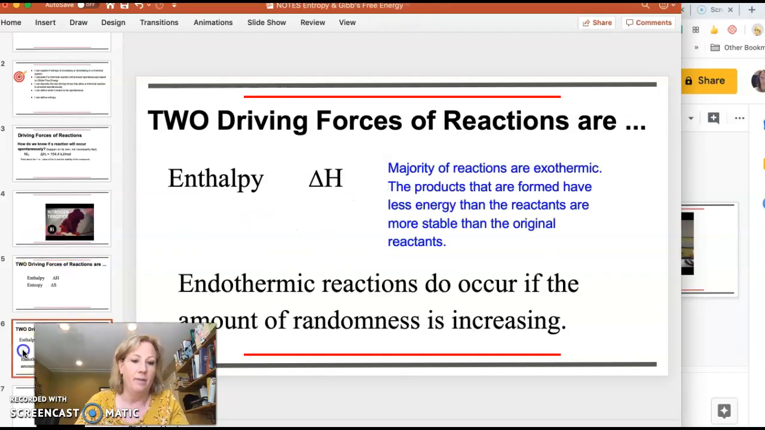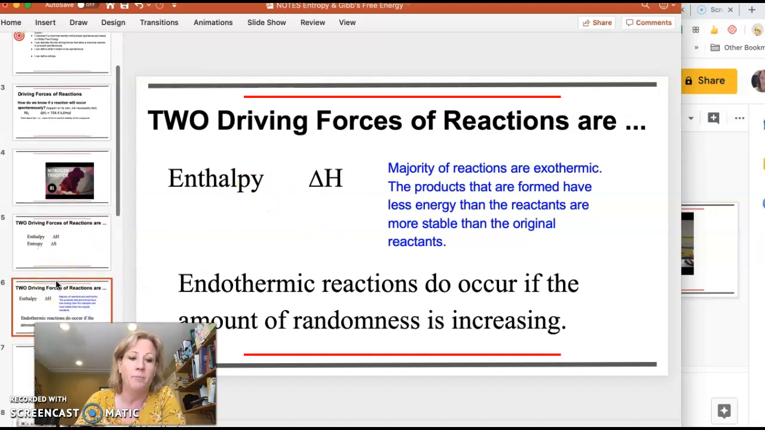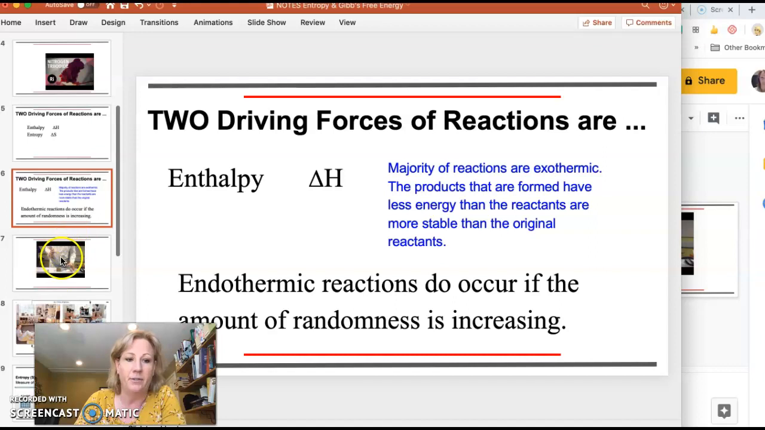So we know that enthalpy-wise, most reactions are exothermic. So with the heat of formations, when you calculate the overall delta H of the reaction, it's going to be negative. But we know that endothermic reactions do occur too. And the only reason that an endothermic reaction will happen, and it's not as common, is because somehow you're increasing the randomness or entropy of the substance. So I will show you a video of an endothermic process.